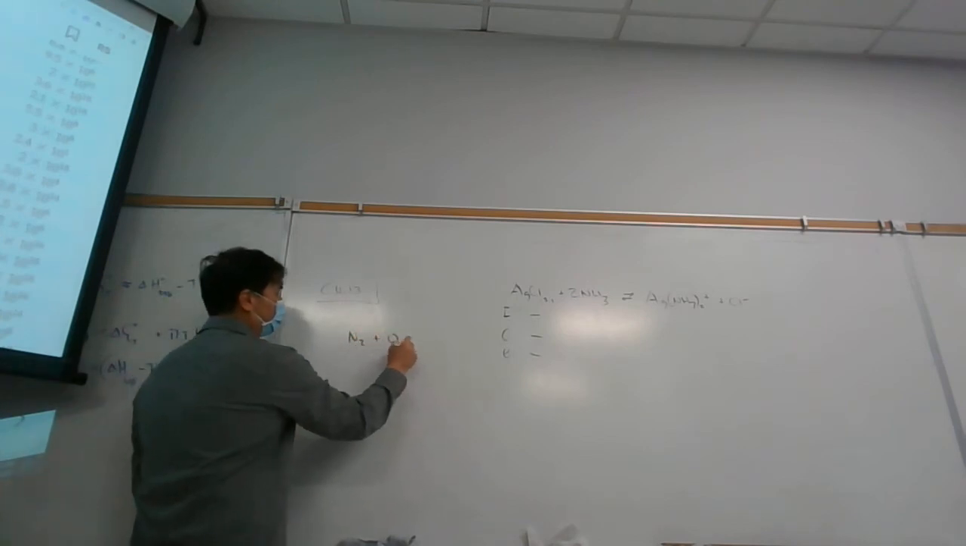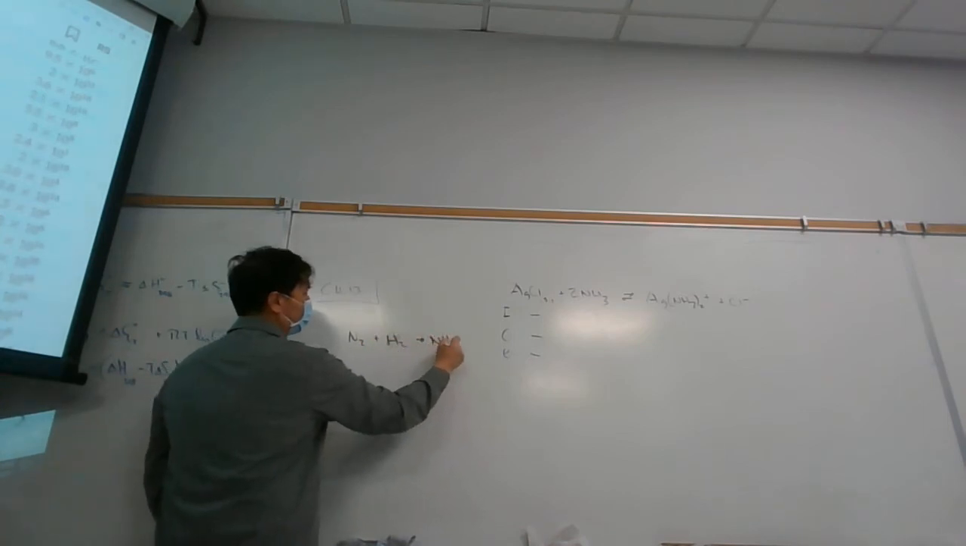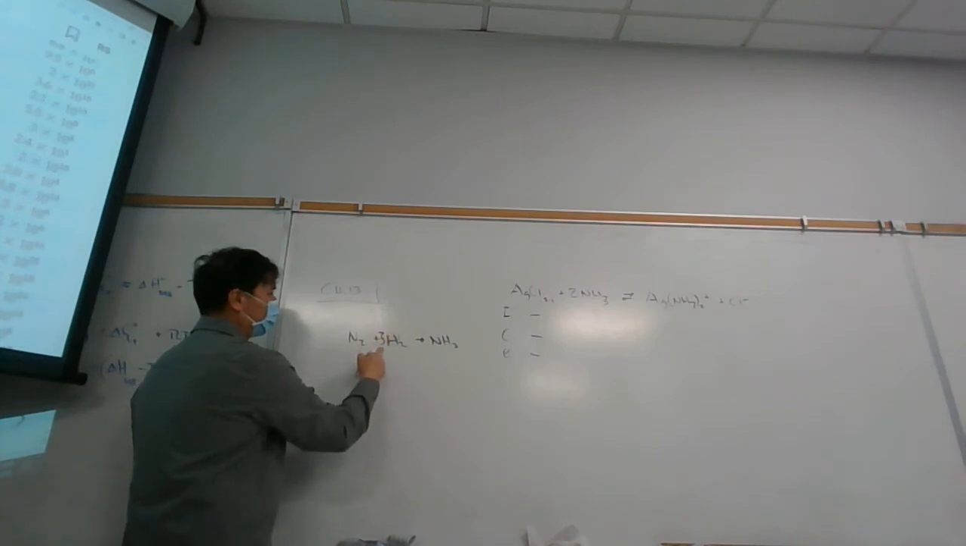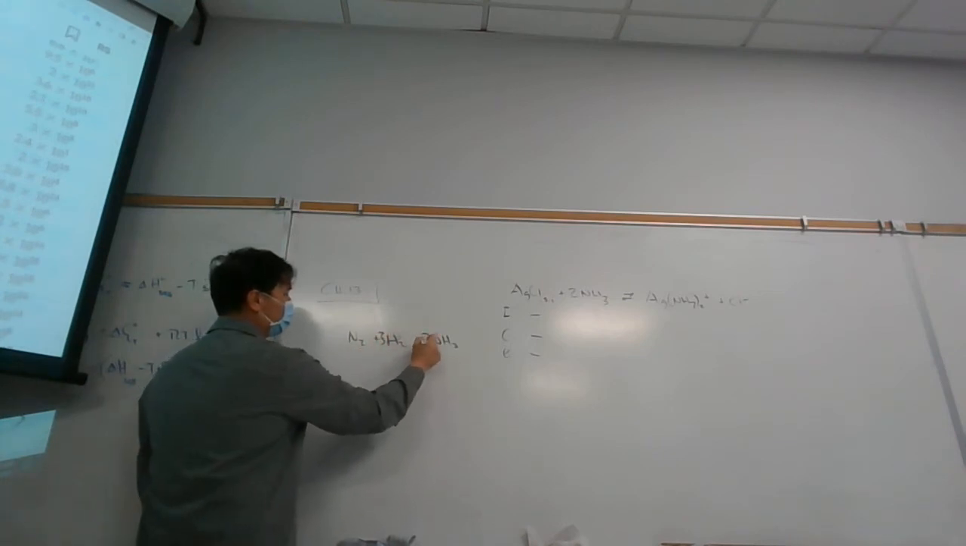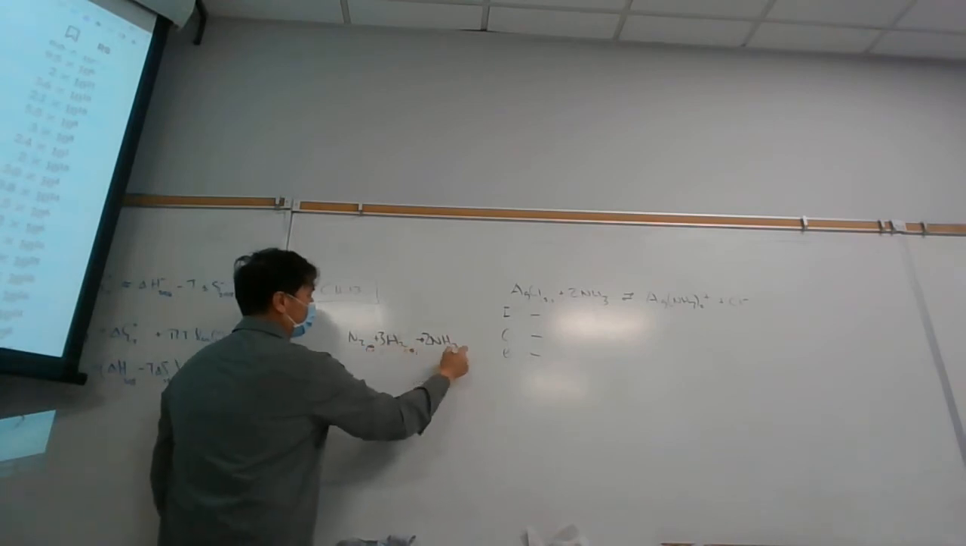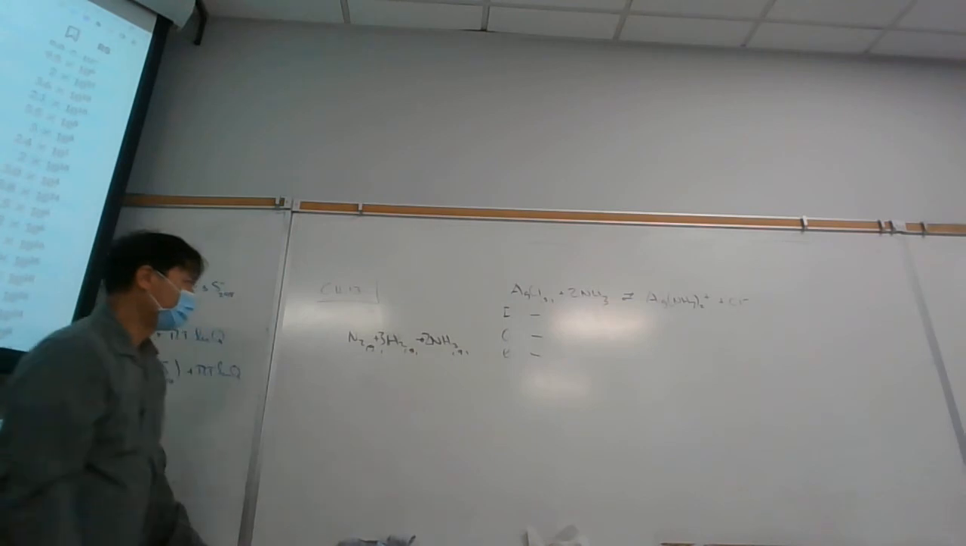So if we look at this reaction, nitrogen plus hydrogen yields ammonia. And then we'll balance this equation out. So we have, let's go with 3 of these to make 2 of these here. This is gas. Gas.